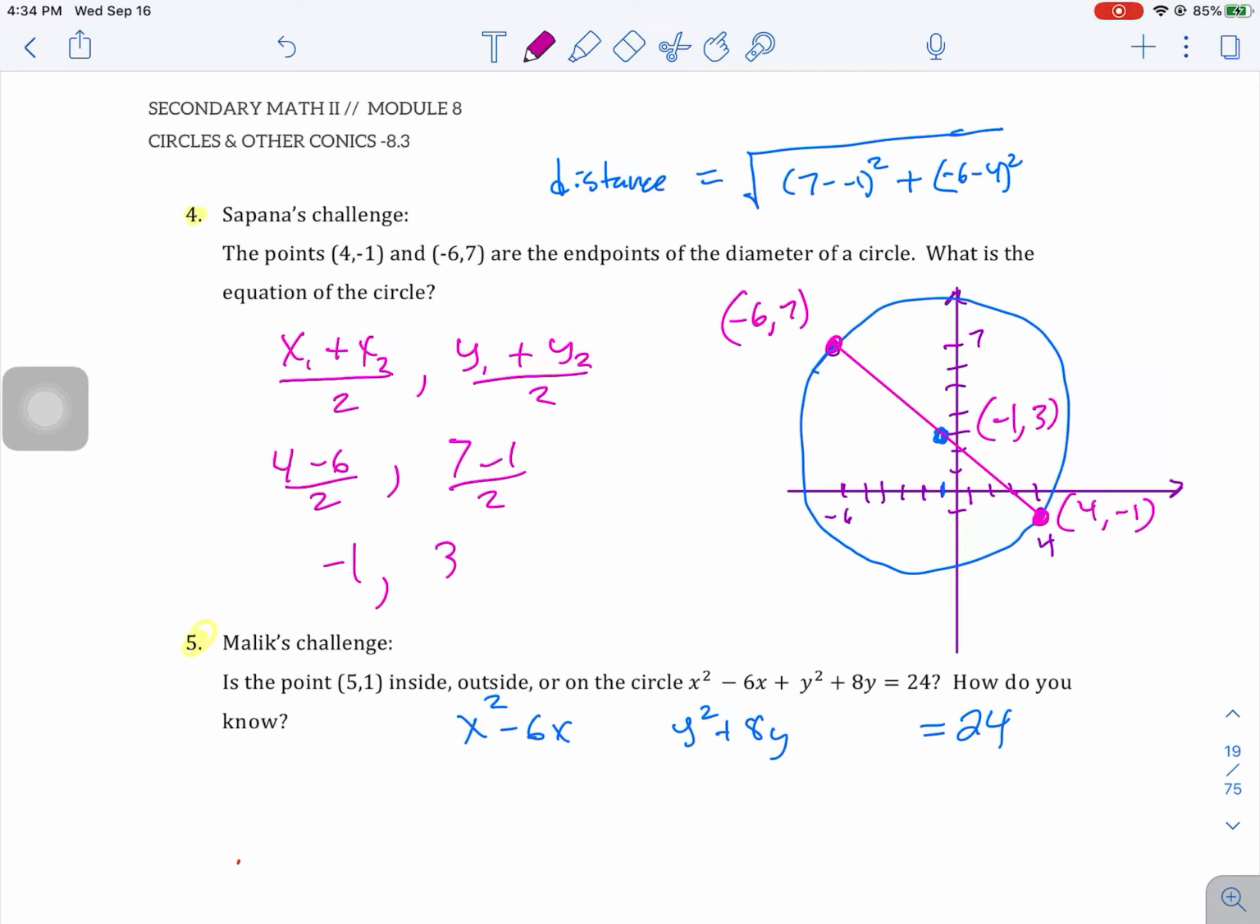I also have to figure out what the radius is, and I can use the distance formula. I might be able to do a shortcut though. Look at this: 1, 2, 3, 4. 1, 2, 3, 4, 5. I was hoping for a 3, 4, 5, but that's not the case. So instead, let's just find the distance using these 2 points.